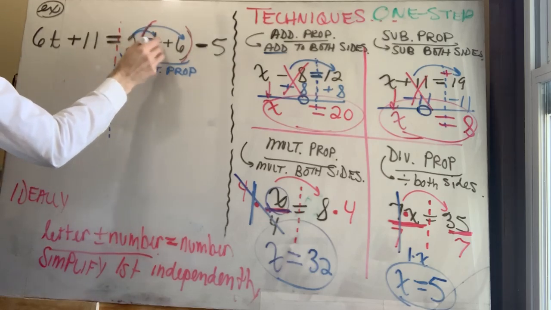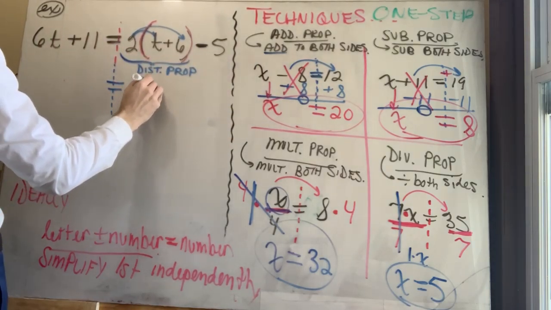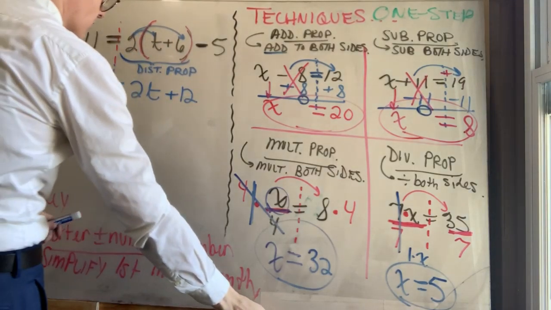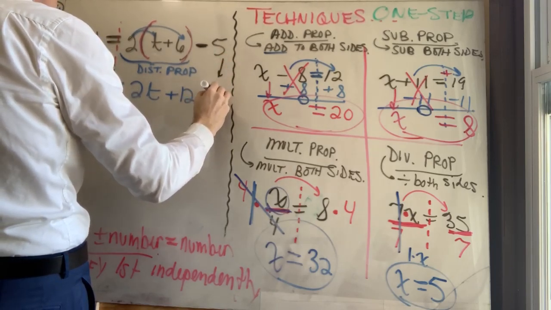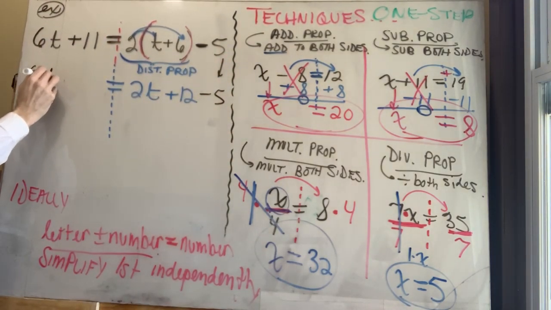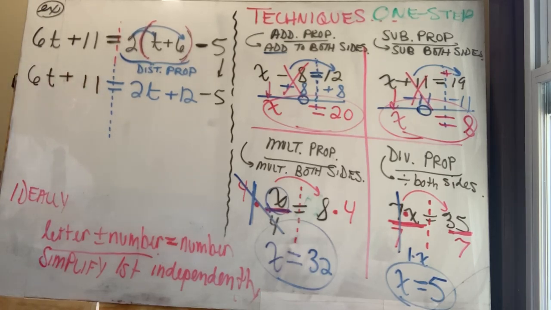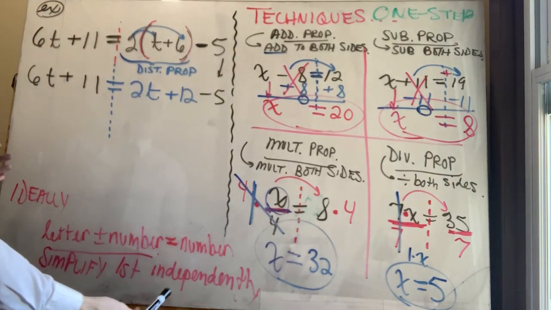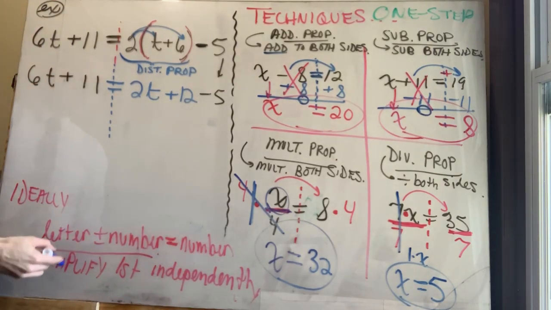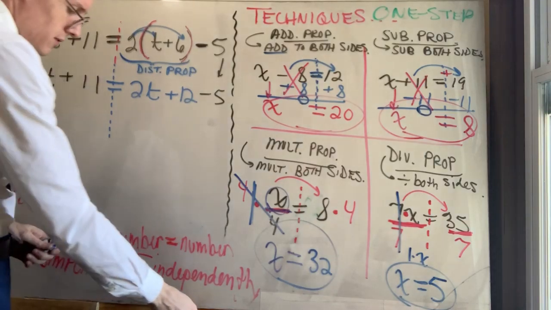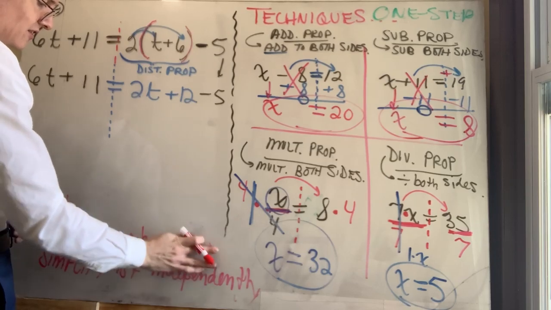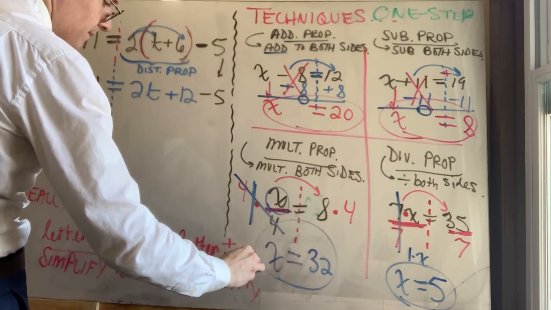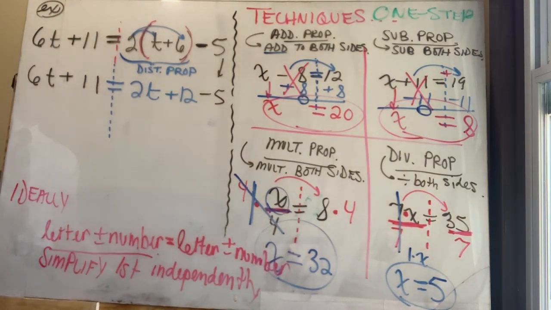So, 2 times t compressed together is just 2t. 2 times 6 is just 12, and it's a positive. Meanwhile, there is this minus 5 still sitting here, and there's this junk still sitting here as well. Okay. We're still not going to perform the algebra yet. We're still doing arithmetic, basically. We're simplifying. We're going to try to get it down to letter plus or minus a number equals a number. And if we can't get it that way, then at least get it down to a letter plus or minus a number before I start doing algebra.